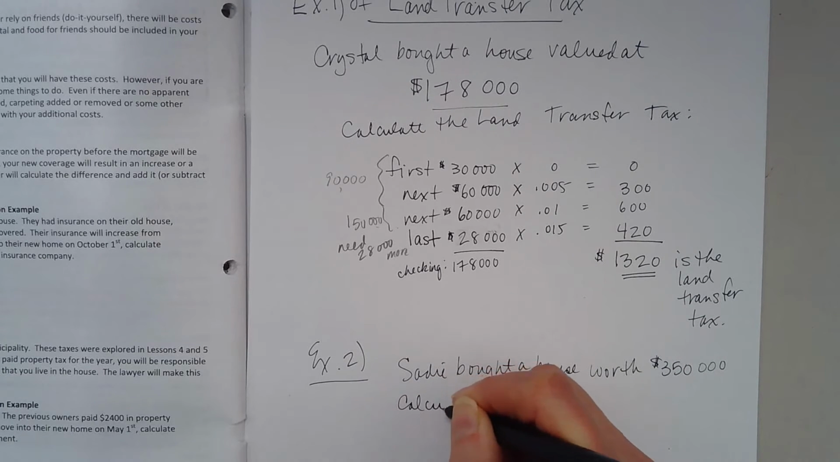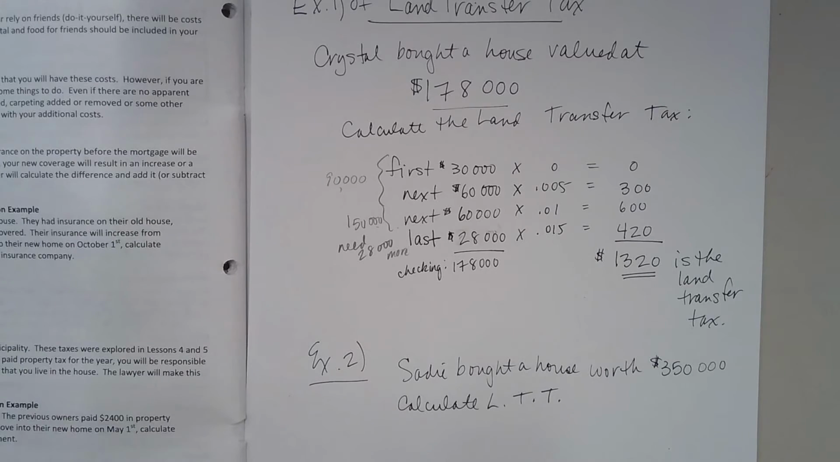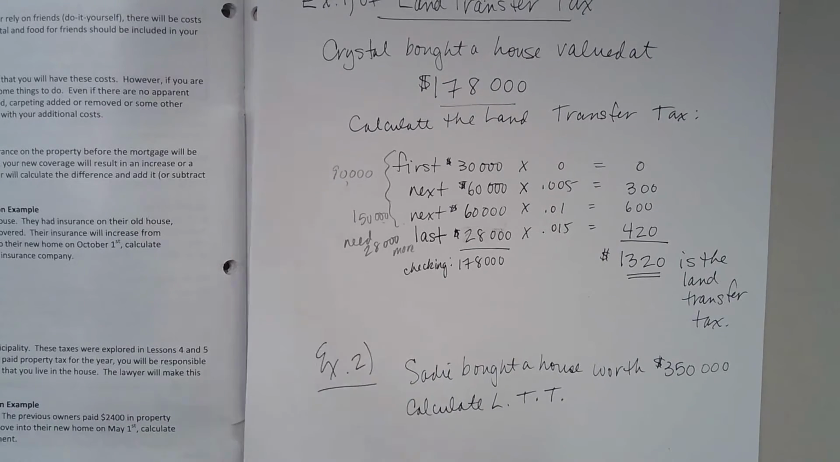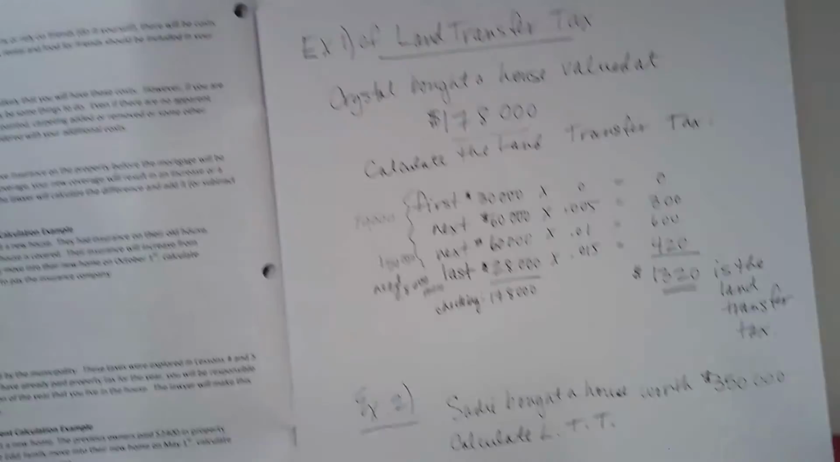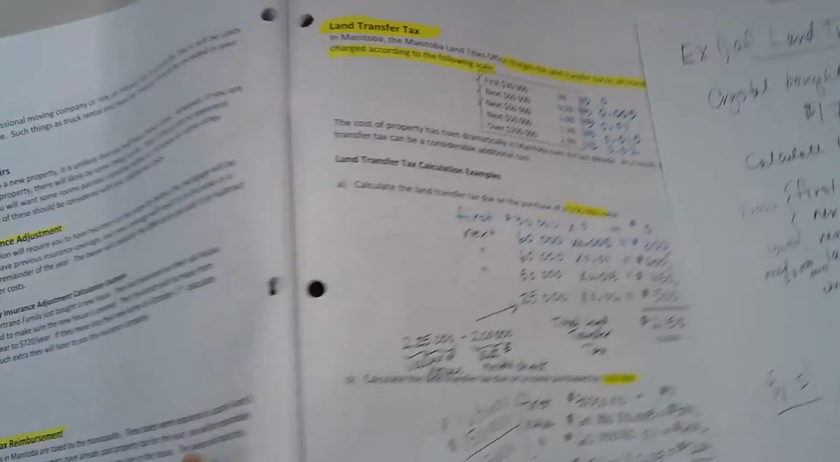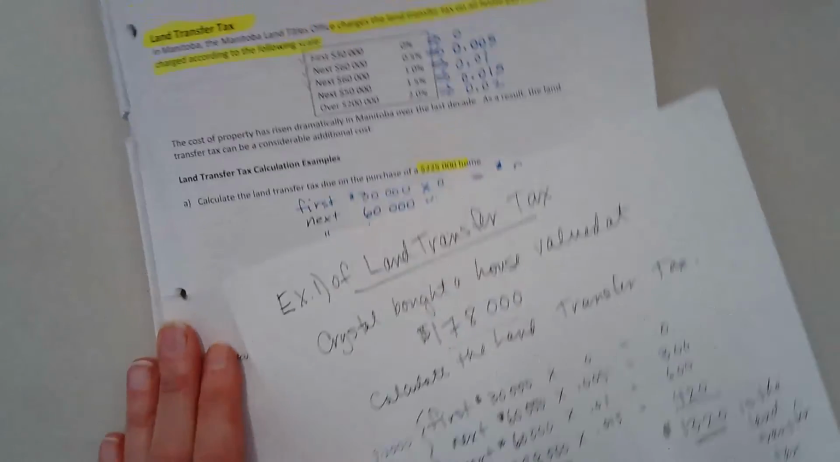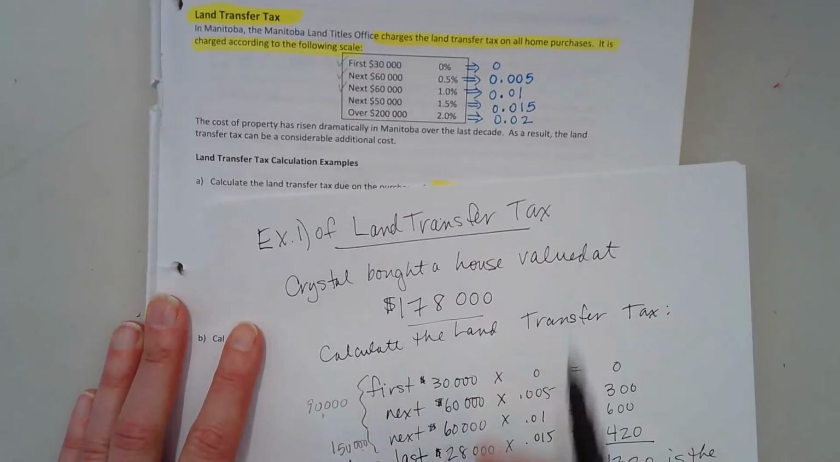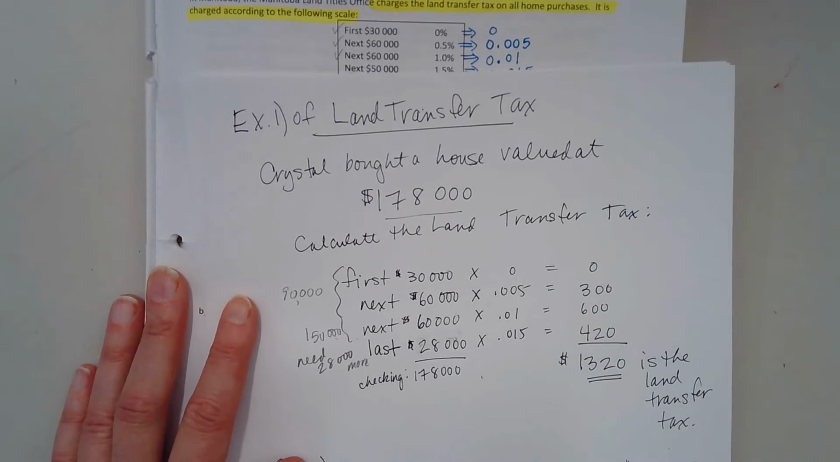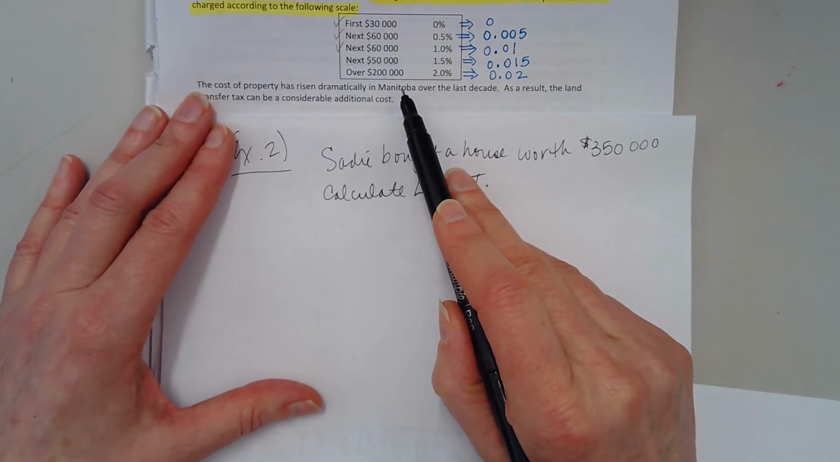Calculate the land transfer tax. That's my shorthand. Okay, this one, because our chart only goes up to 200,000, right? This is going to go off the charts. So the chart only goes up to 200,000. Let me just fold this in half. Sadie's house of 350,000 is going to go past 200,000, right?